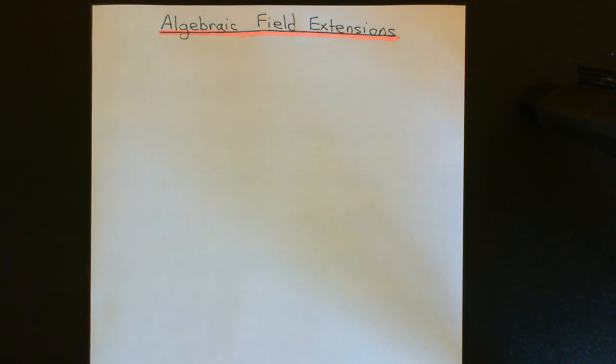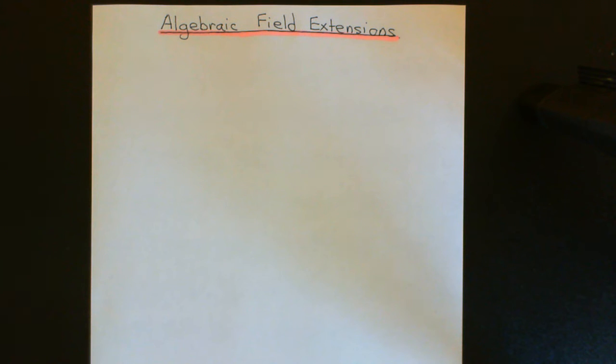In this video what we're going to talk about is algebraic field extensions. We're going to start off with the definition of an algebraic element of a field extension. Then we'll talk about the definition of an algebraic field extension. Then we'll talk about the minimal polynomial for an algebraic element over a field F.